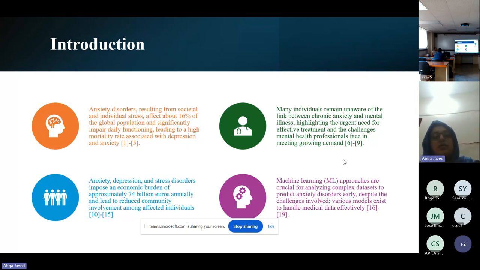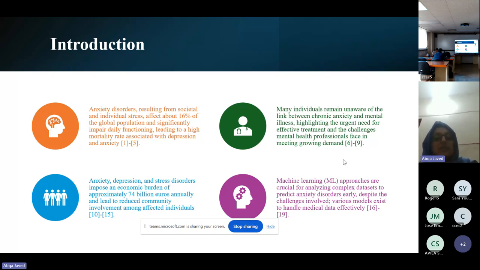Basically, anxiety disorders result from societal and individual stress, affecting about 16% of the global population and significantly impairing daily functioning, leading to a high mortality rate associated with depression, anxiety, and related mental diseases. Normally, individuals remain unaware of the link between chronic anxiety and mental illness, highlighting the urgent need for effective treatment and the challenges they face in professional life amid growing demand.